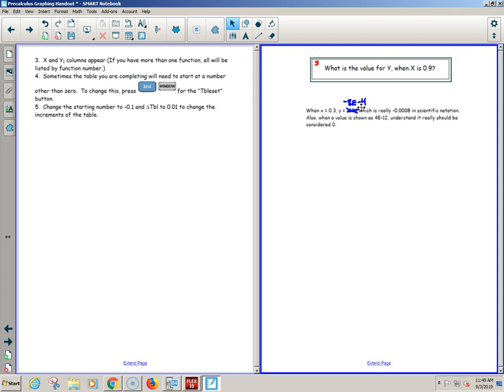But do you see? If I were you, I'd highlight it. See, this is exactly what I said. When they say something like E to the negative 12, it really should be considered 0. Your calculator did the best it could, got as close as it could, and then it kind of gave up.